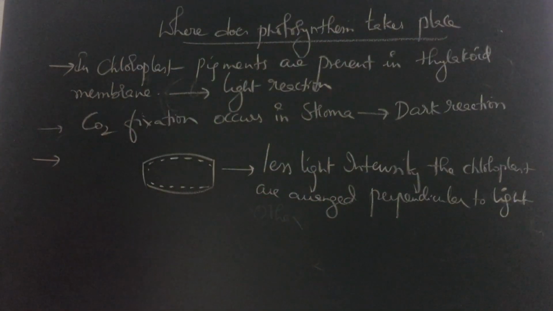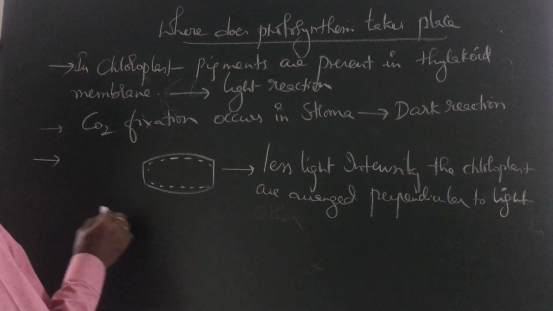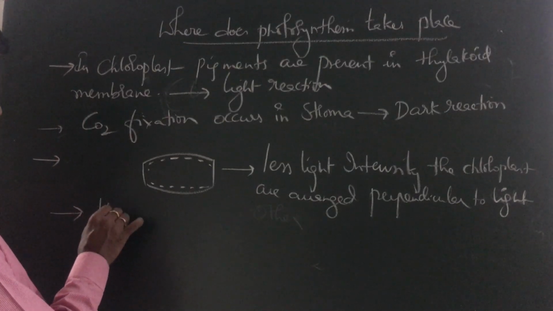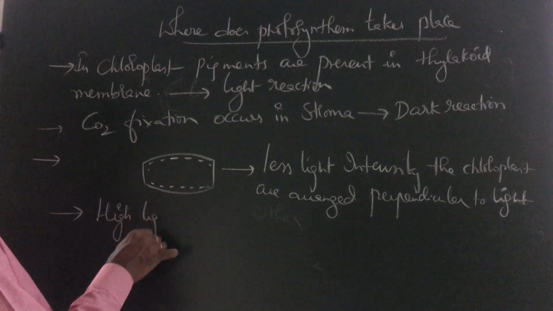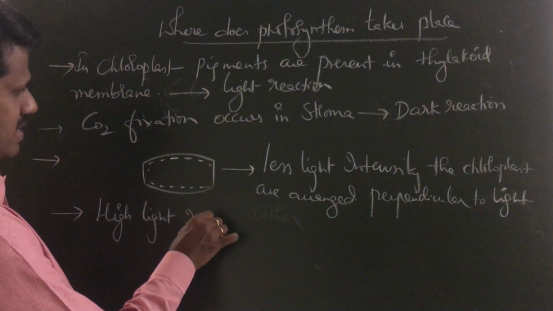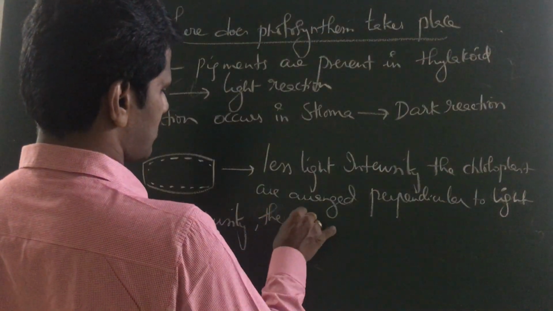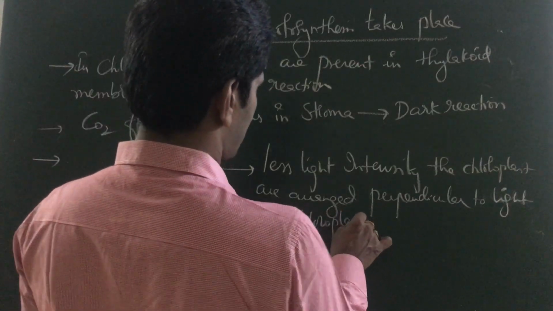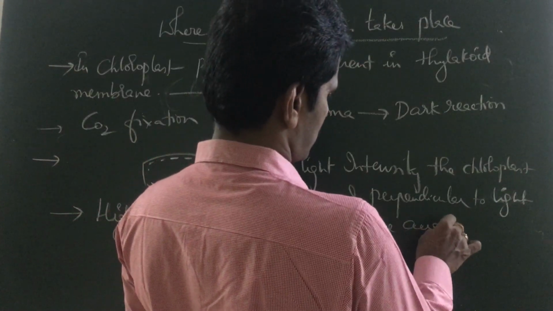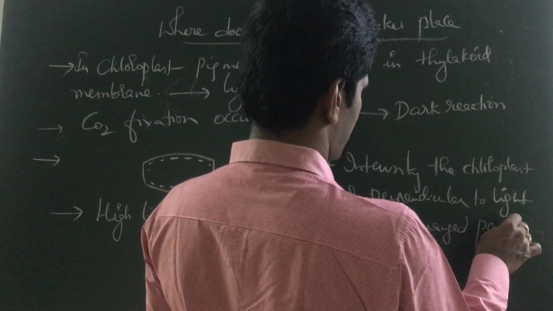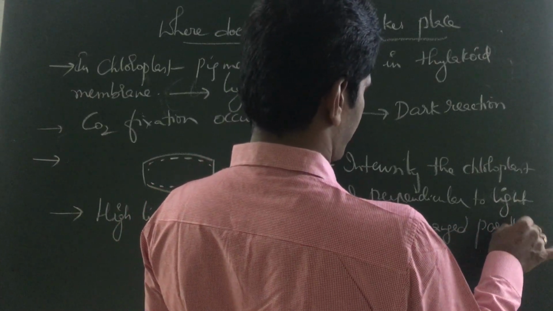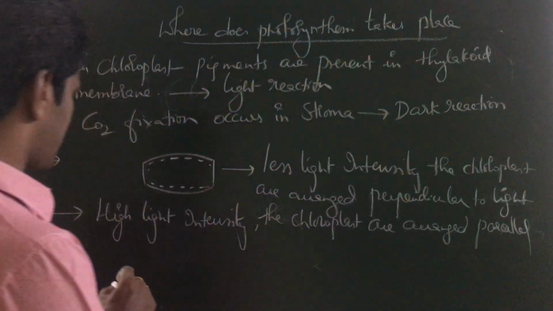Whereas during high light intensity, they are arranged parallel to the light. Note this down: during high light intensity, the chloroplasts are arranged parallel to the light.